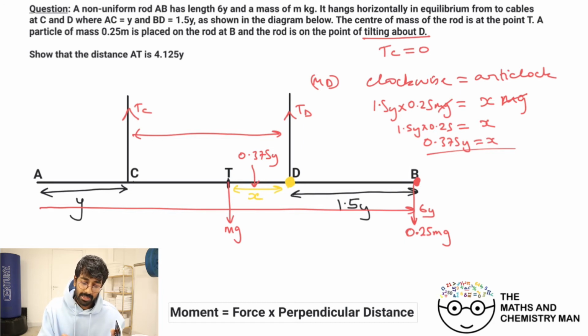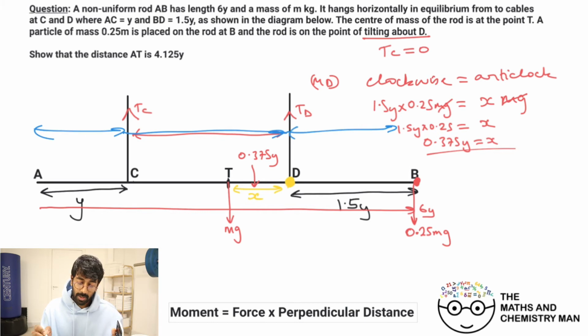We were told the entire length is 6y. Okay, right. So the whole thing is 6y. And look what we've got. We've got y here and 1.5y. So altogether, that's 2.5y on either side. Which means then that in the middle here it must be 3.5y.